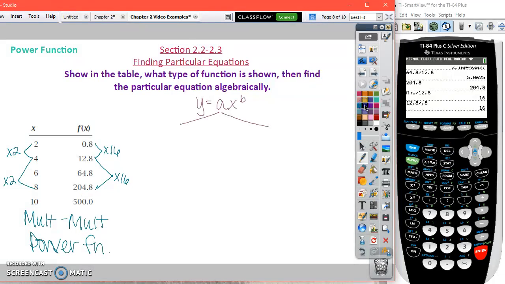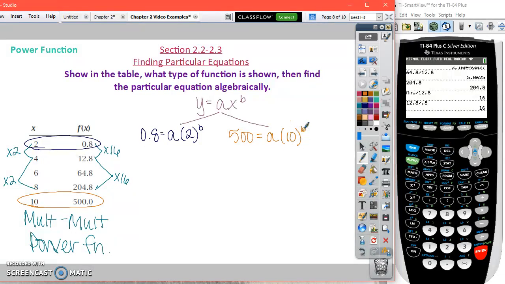I'm going to go ahead and pick the first coordinate, where my y value is 0.8. I don't know a, but x is 2, and I don't know b. My second coordinate, I'm going to go ahead and choose the last one, where y is 500. I don't know a, x is 10, and I don't know b. From here, I'm going to solve one of the equations for a variable, and in either one, a is the easier one to solve for.